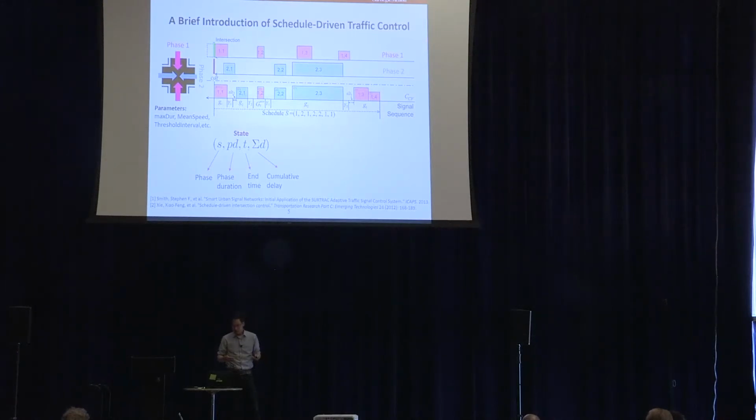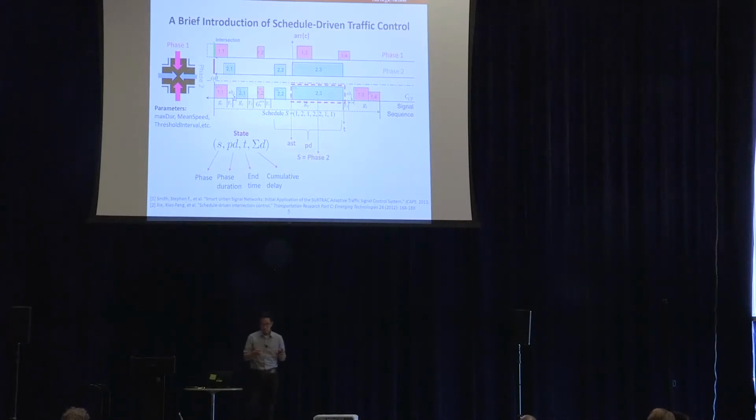Here, the state includes the phase, phase duration, end time, and the cumulative delay. So if we take cluster 2, 3 as an example, its phase is phase 2, and the phase duration is the summation of these two blue clusters. We will also know its end time and its arrival time. And after scheduling, we will know its actual starting time.